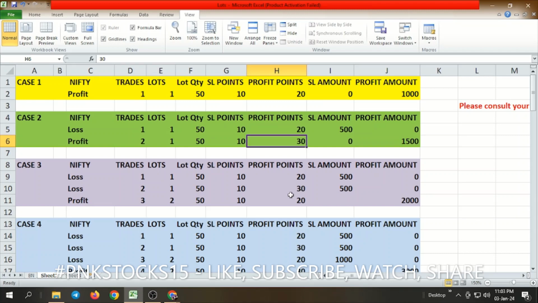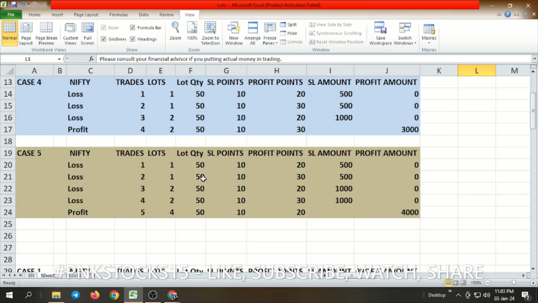Now, if you want to work this in options or futures, it's up to you. If you have a big amount of money, you can work with futures. If you are like me, with less budget, then work with the ATM CE/PE of the particular week that you are working. Hope you understand. When you are putting your money, please consult your financial advisor. This video is for educational purposes.